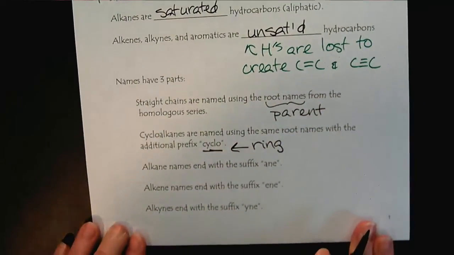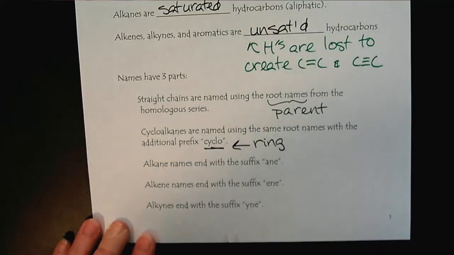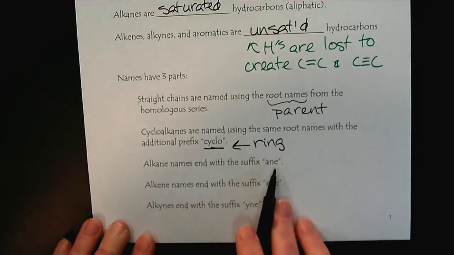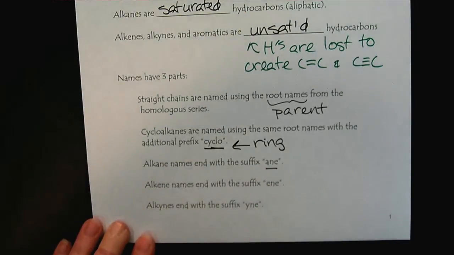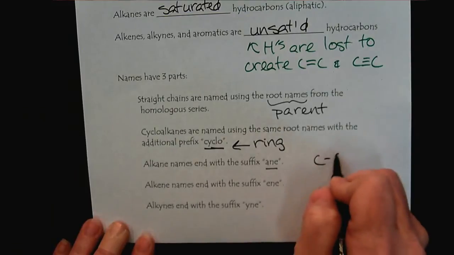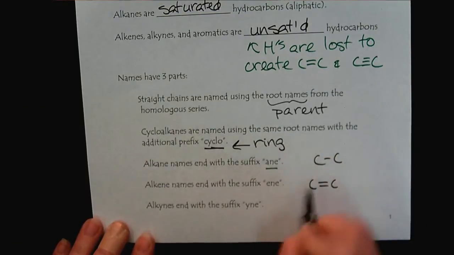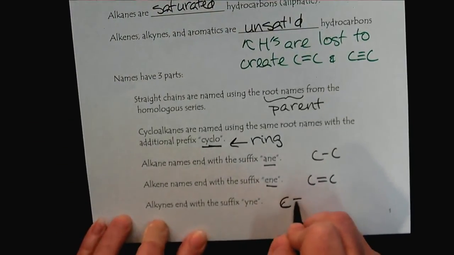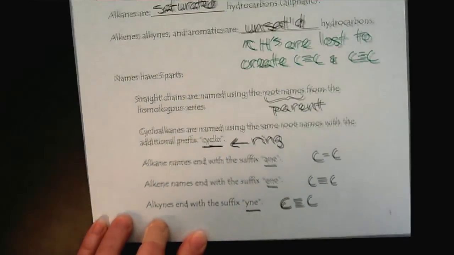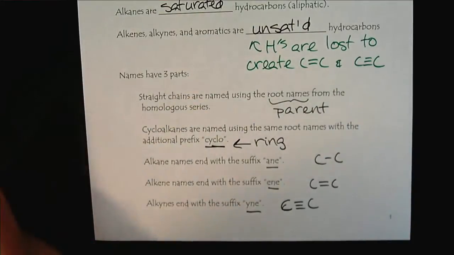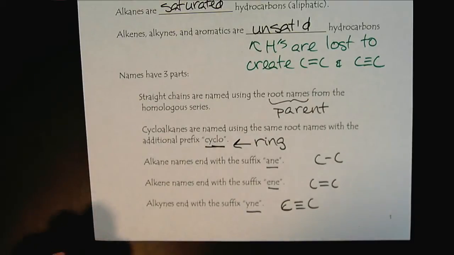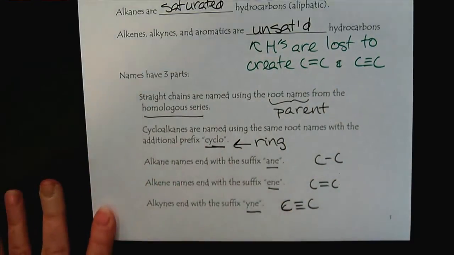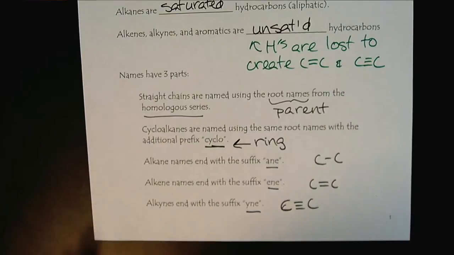And then the suffix of each name will tell us about the type of bonding. So when we have all carbon single bonds, it's an ane. When we have at least one double bond, an ene. And if there's a triple bond, we will call it yne. So the suffix of each name tells us about the type of bonding that occurs in the molecule. Now we need to look much closer at the homologous series. So let's go to the next page.